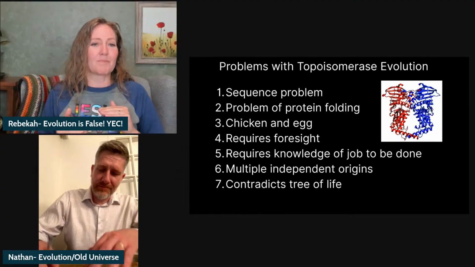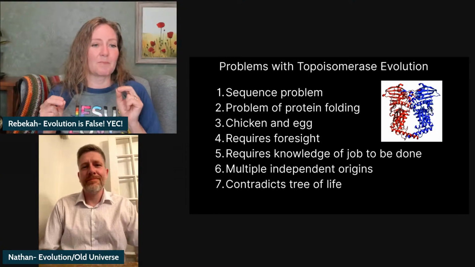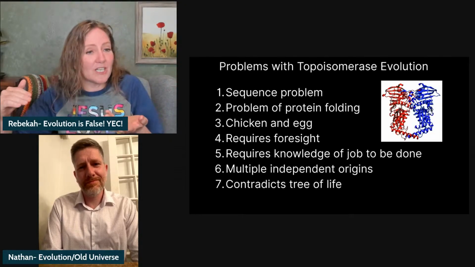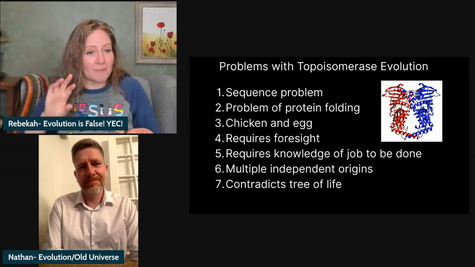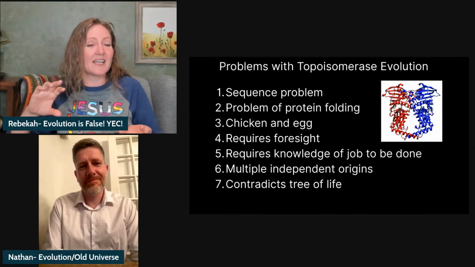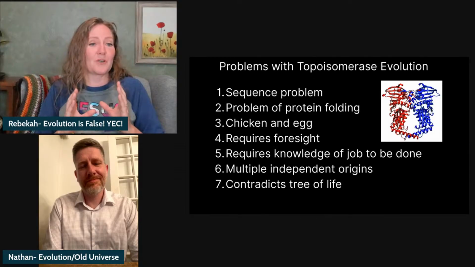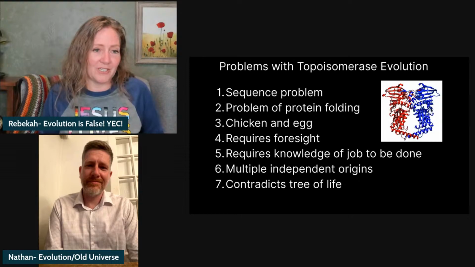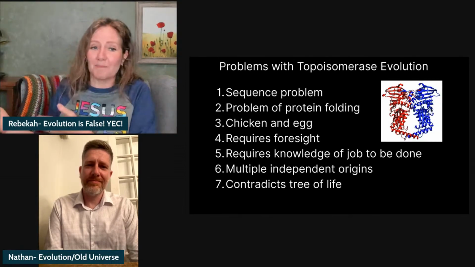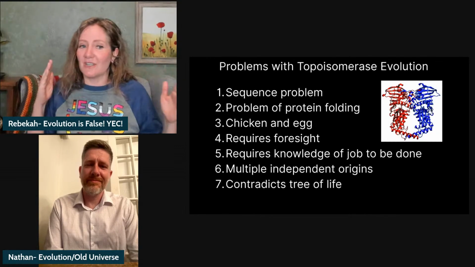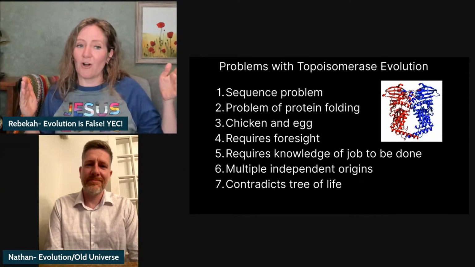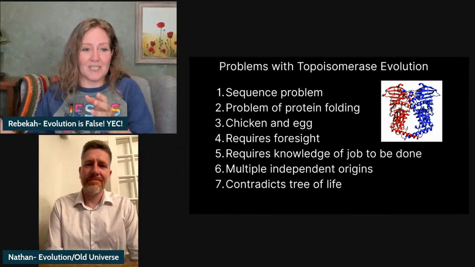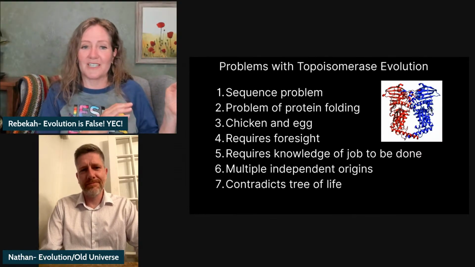Number 3 is the chicken and egg problem of topoisomerase. How do we get topoisomerase? It's coded in the DNA, so that DNA section has to be transcribed in order for the topoisomerase to be built. But the problem is you've already got to have topoisomerase or you're not going to be able to build a topoisomerase. So it's a classic chicken or egg: which came first, the DNA to code for it or the actual thing itself?